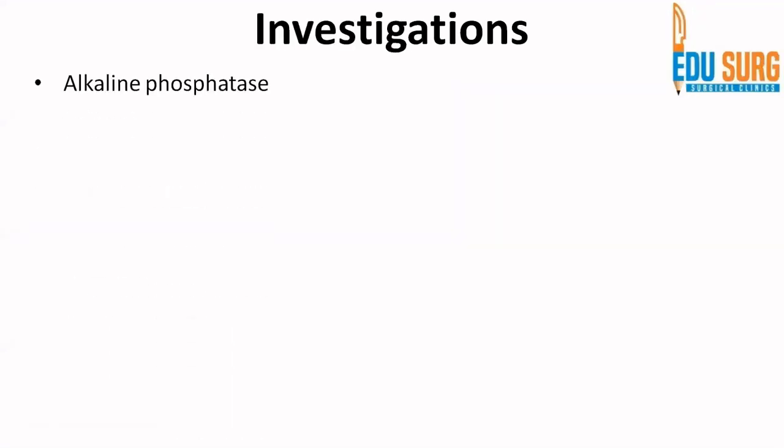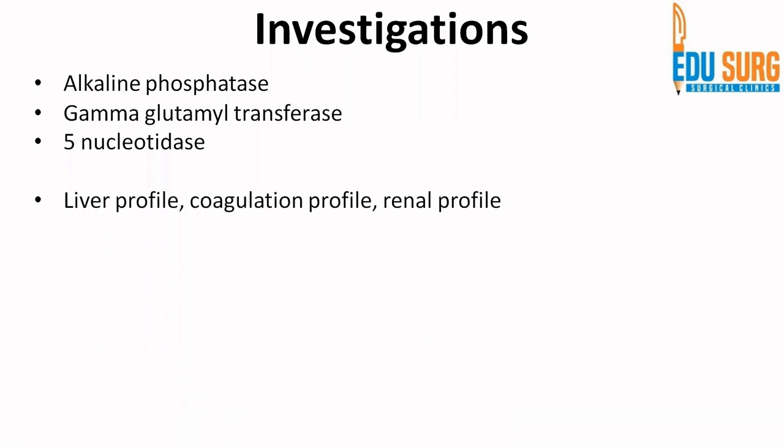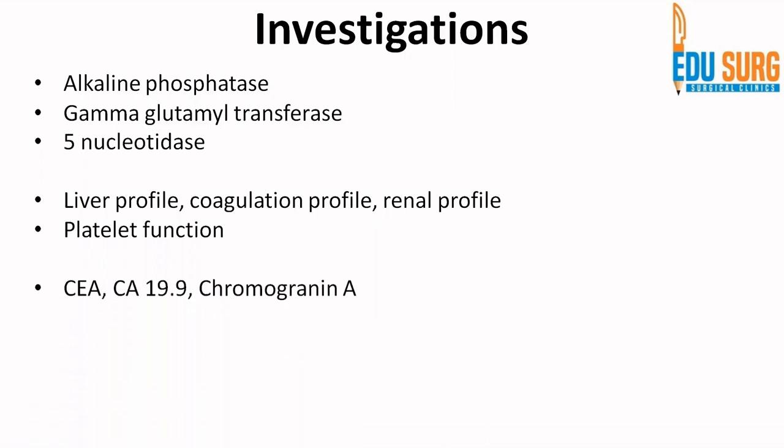Now coming to investigations part, I am sure most of you know alkaline phosphatase, gamma glutamyl transferase, and 5-nucleotidase are the three liver enzymes or biliary enzymes which are elevated in cases with obstructive jaundice. You also need to do a complete liver profile, coagulation profile, and renal profile. Look at the platelet function as the very classical marker of chronic liver disease. A simple platelet function and coagulation profile can give you a lot of answers regarding the liver function.